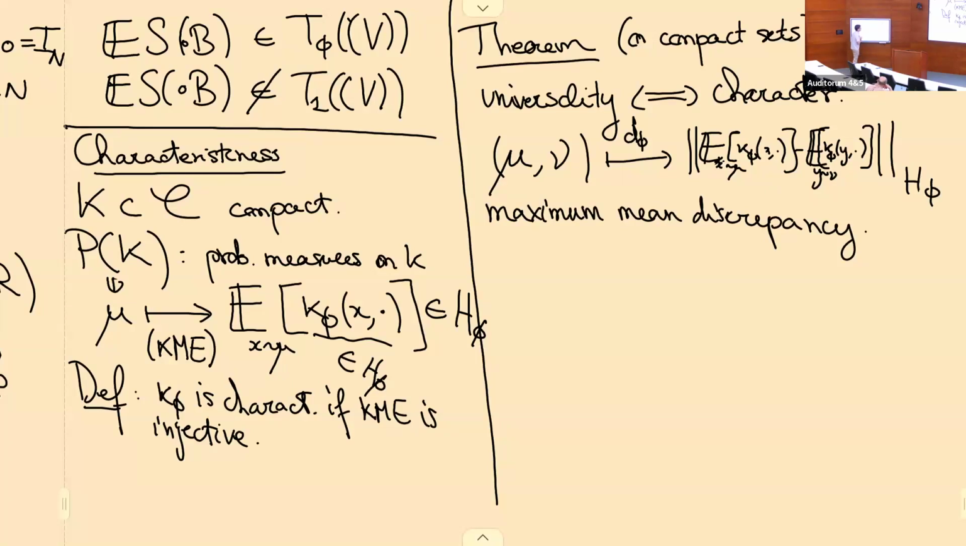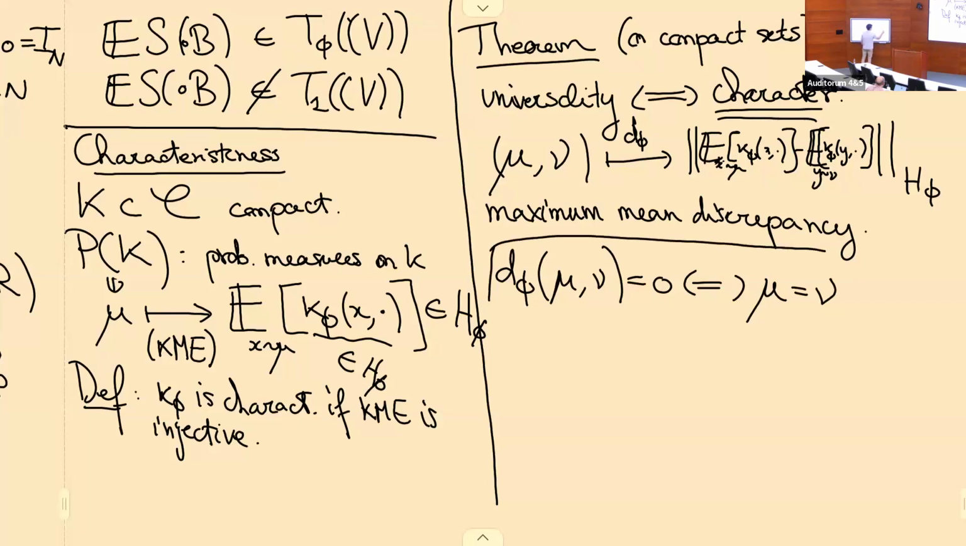So it's a distance, a similarity measure between probability measures that, because of this characteristicness property, has the following property: d phi of mu, nu is equal to 0 if and only if mu is equal to nu. This is the nice consequence of characteristicness, that it allows us to discriminate the two probability measures in a faithful way.